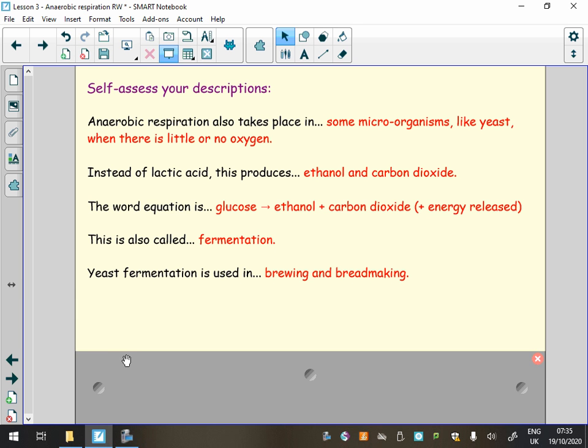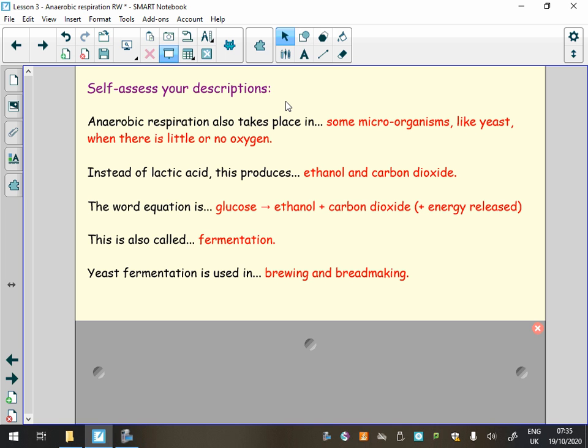So here's what you should have. Anaerobic respiration also takes place in some microorganisms like yeast when there is little or no oxygen. Instead of lactic acid, this produces ethanol and carbon dioxide. The word equation is glucose makes ethanol and carbon dioxide plus energy released. It's also called fermentation, and yeast fermentation is used in brewing and bread making.